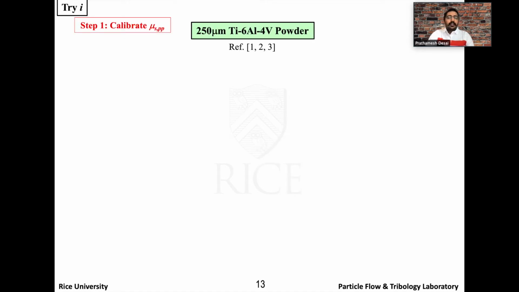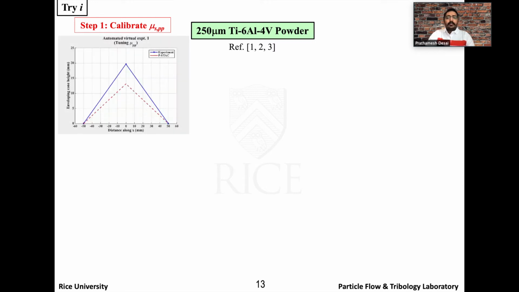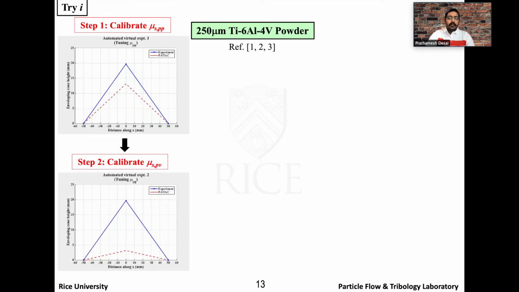Step one is to calibrate the friction coefficient between particles. To do this, we simulate a very simple angle of repose test. The red dotted line is the model constantly trying to improve the angle of repose of a virtual pile and compare it with the experimental angle of repose, that's the blue line. Once we get a particular mu, we fix that for particle-particle. Then we move on to calibrate the particle-vessel friction coefficient in a similar manner, where the angle of repose is calibrated.